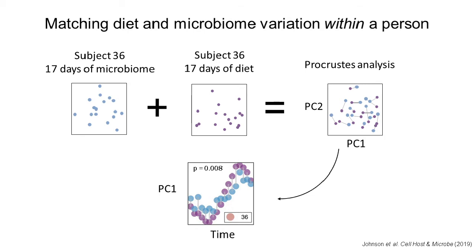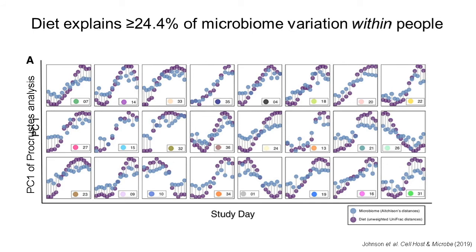And now I'm going to show you the other 28 subjects that were significant. These are the top 24 subjects, and you can see there's a strong correspondence across many of them. And this allowed us to ask the question now: how much of the variation in microbiome within a person over time was explained by the variation in diet within a person over time?